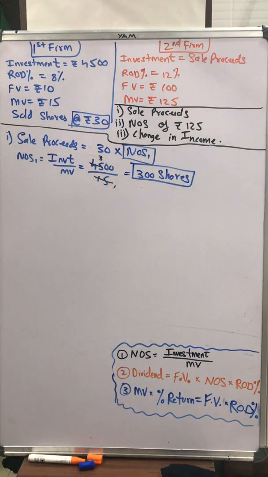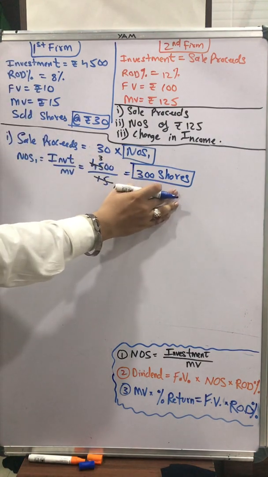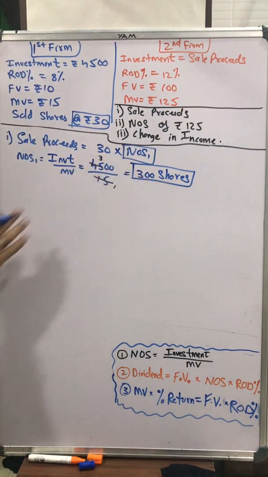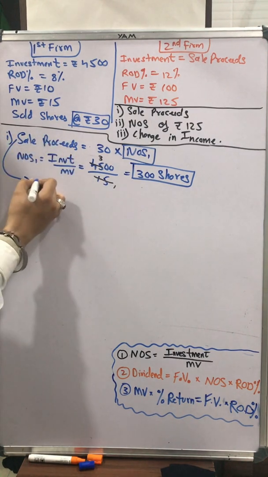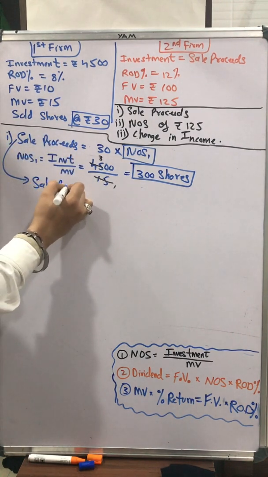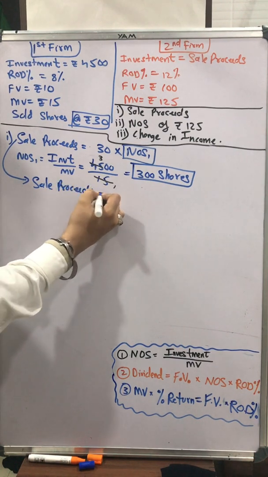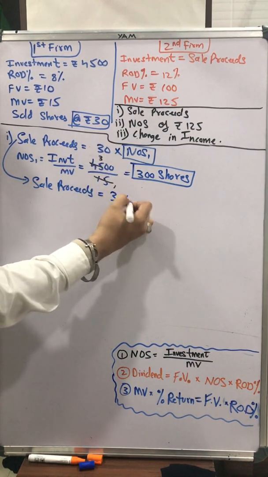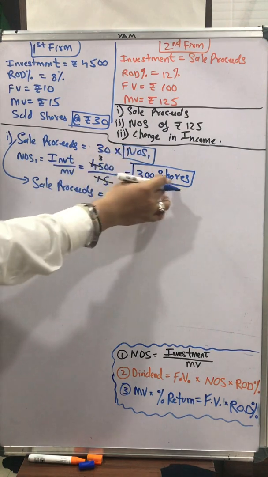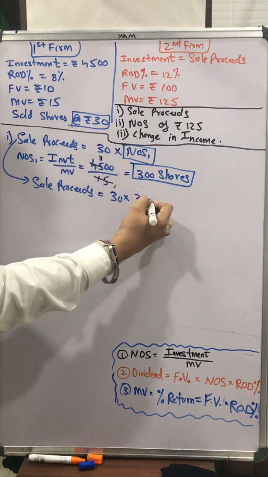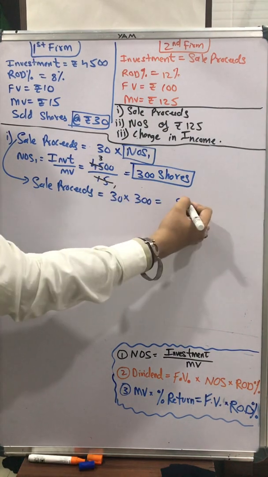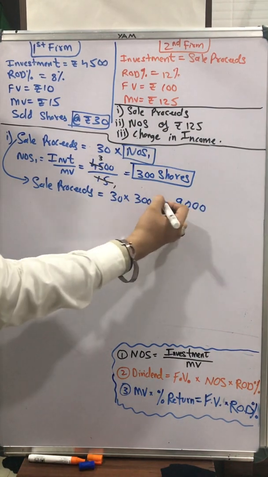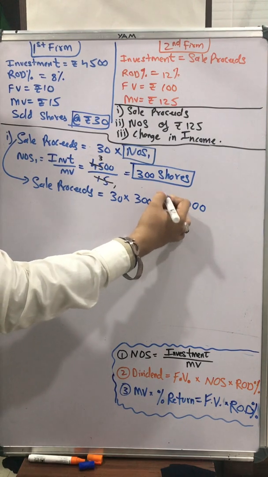300 shares. So the number of shares for the first firm he was having was 300. Now next we need to find sale proceeds. So once again I'll apply this formula of sale proceeds. Sale proceeds is 30, the selling price of one share, into number of shares, which we just calculated, 300. 3 threes are 9, so here 9, and 3 zeros, 1, 2 and 3, rupee symbol, don't forget.